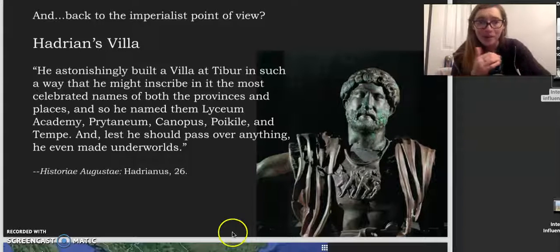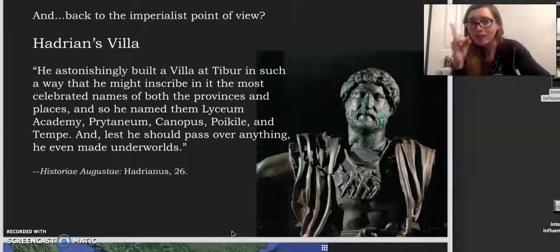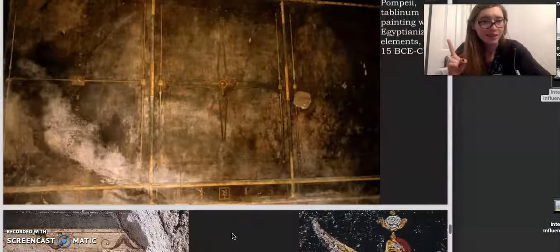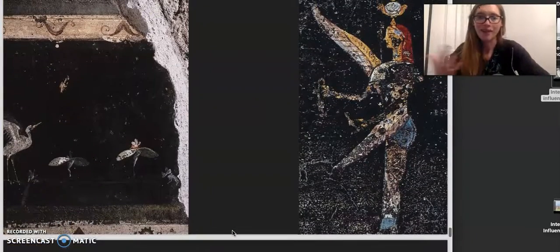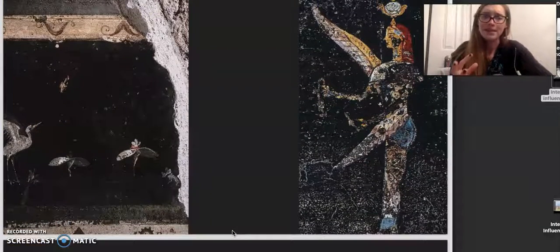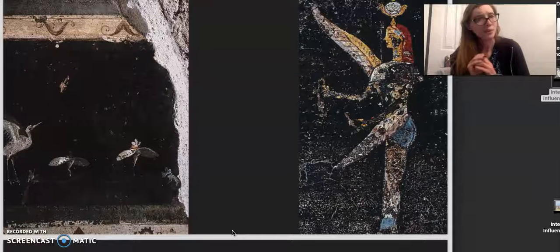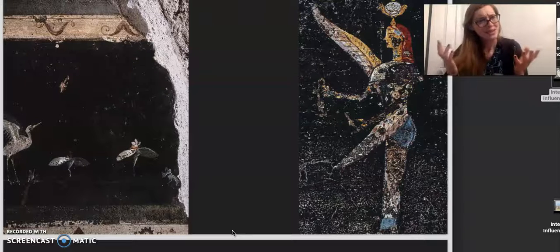Quick quiz when we come to talk on Wednesday. I would like you to tell me what style of wall painting this room is in. And then we will have a quick discussion about what it means to have sort of miniaturized Egyptian looking decoration in a Roman house. Is that Romanization?